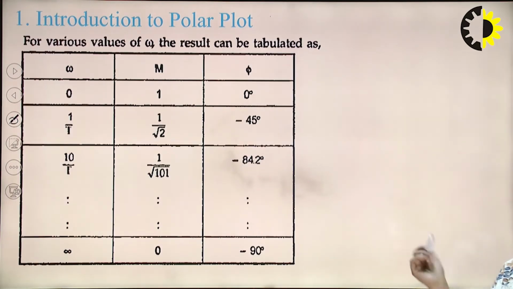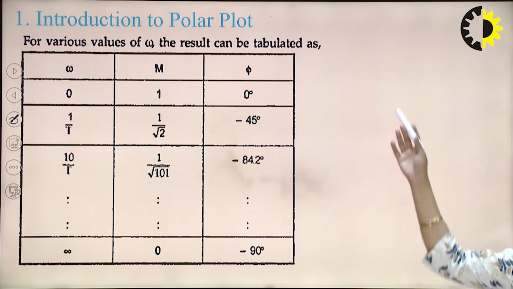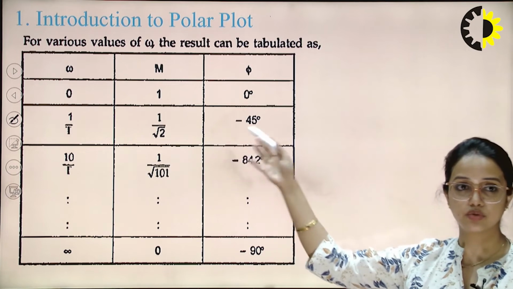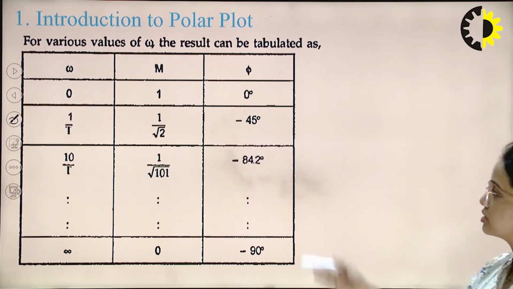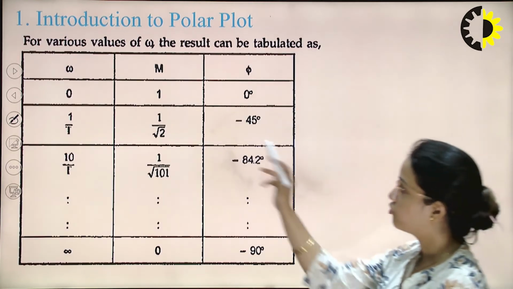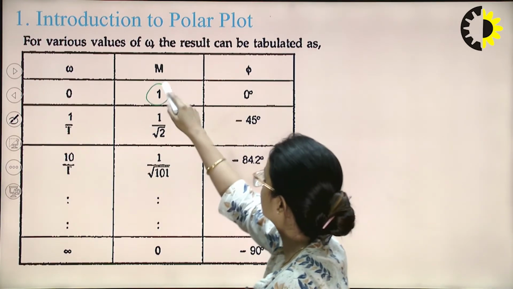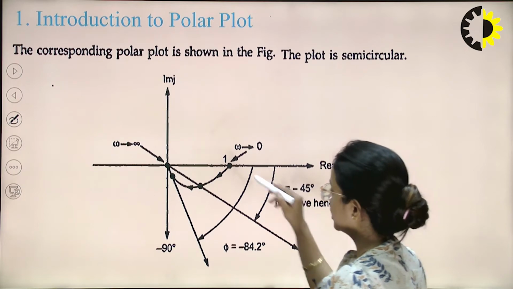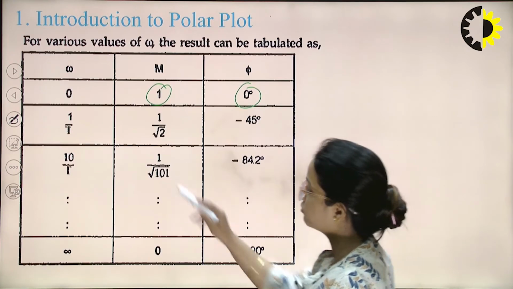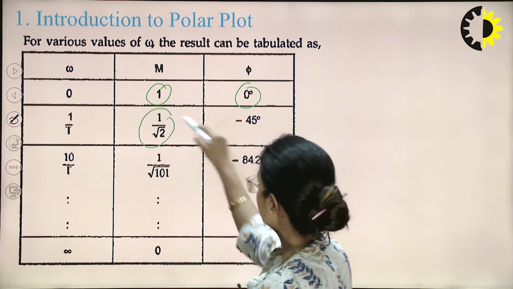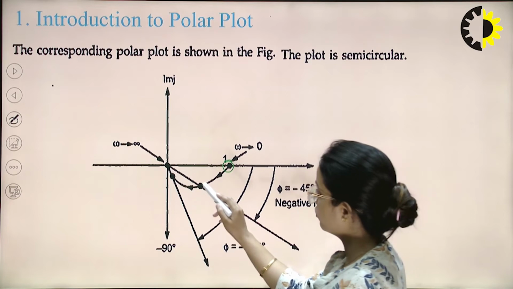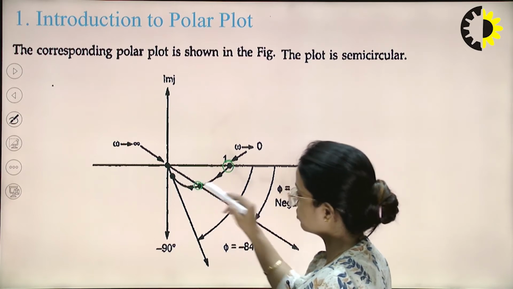So this is the required table. For omega equals 0, it is 1 and 0 degrees. For omega equals 1 by T, it is 1 by root 2 and minus 45 degrees. And similarly, we can plot it. For 0, magnitude is 1, phase is 0 degrees. For 1 by T, it is 1 by root 2 and minus 45. So minus 45 is this one, and 1 by root 2 is this one. So this is the next point.